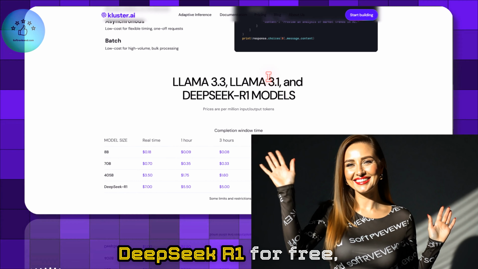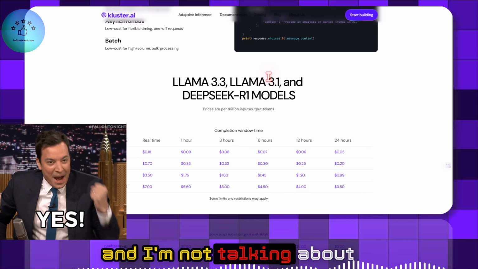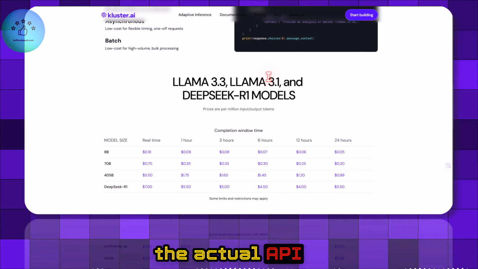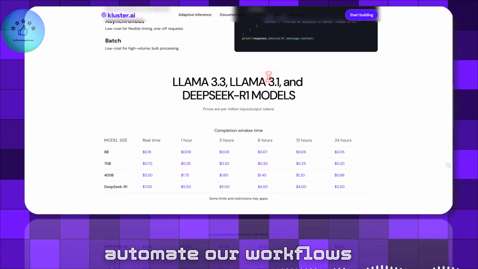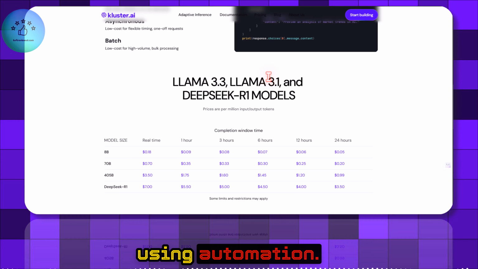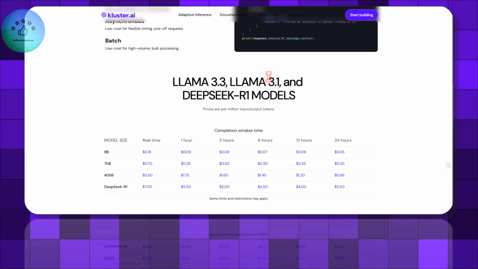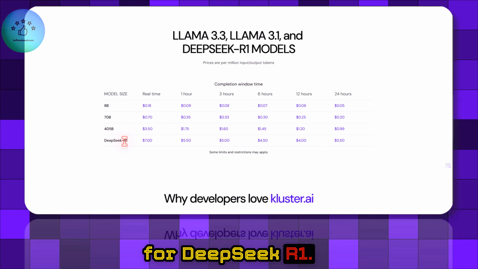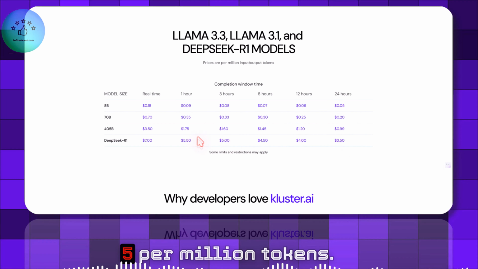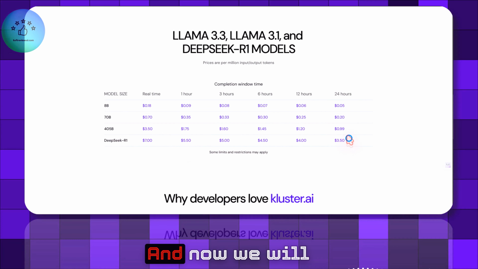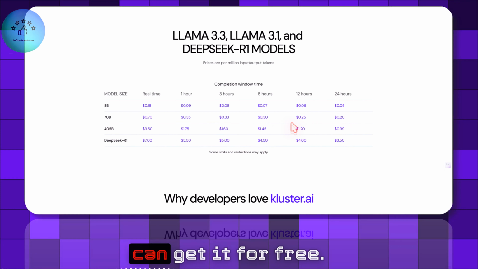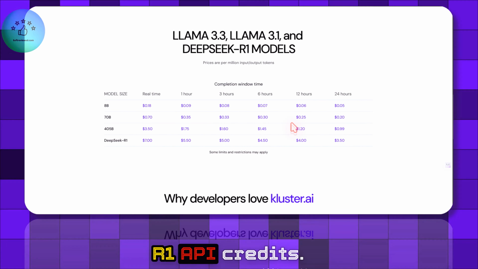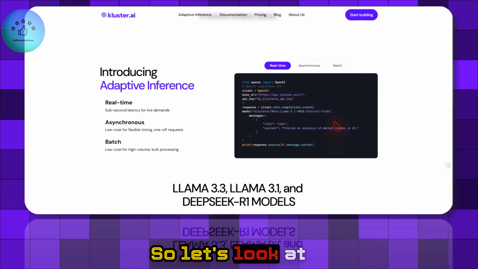In this video, we are going to take a look at how we can get DeepSeek R1 for free. And I'm not talking about the web chat interface. I'm talking about the actual API that we can use and can automate our workflows using automation. So it's really powerful. As you can see, this is the normal rate for DeepSeek R1. It costs around $5 per million tokens, and now we will see how we can get it for free. I'm talking about $5 for R1 API credits. So let's look at how to do that.